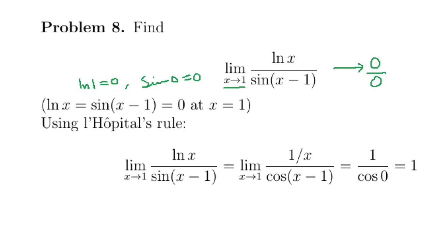Doing so gives us the derivative of ln of x in the numerator, 1 over x. The derivative of sine of x minus 1 is cosine of x minus 1 times the derivative of x minus 1, but that's just 1, so let's not worry about it. As x goes to 1, the numerator 1 over 1 is 1, and the denominator, x minus 1 will be 0, and cosine of 0 is 1, so the limit that we are looking for is 1.